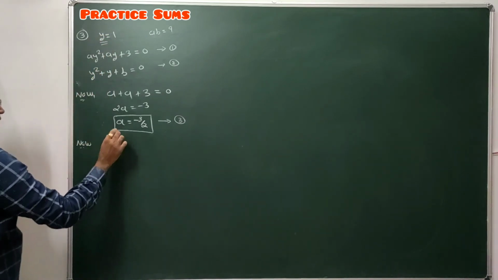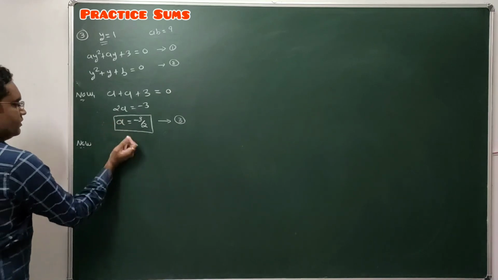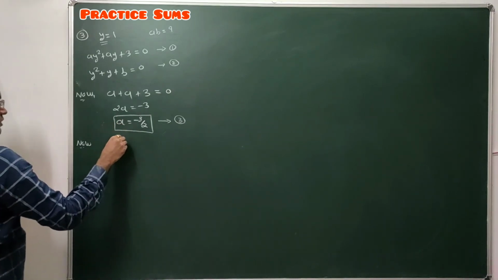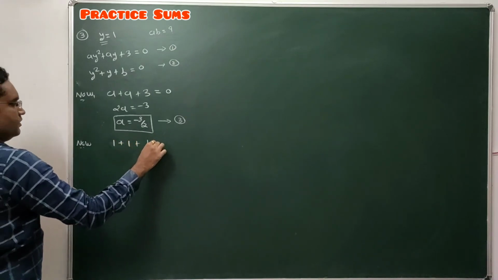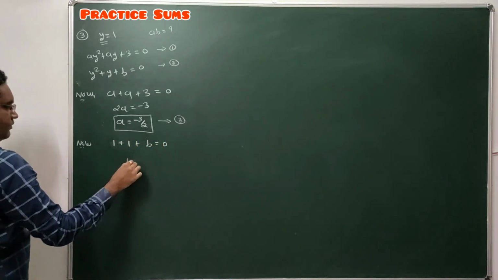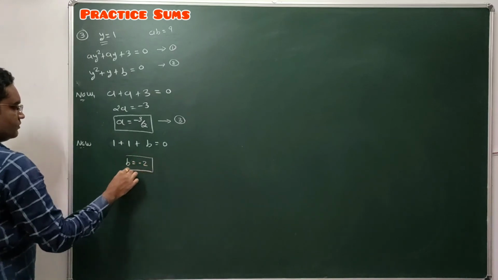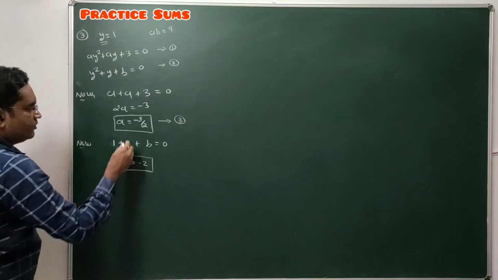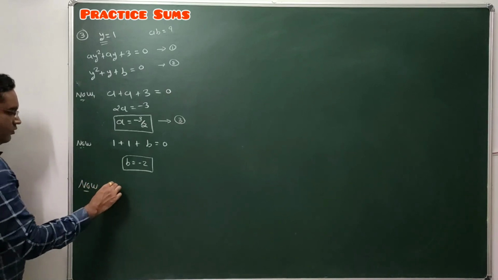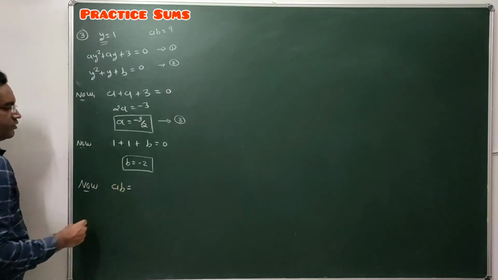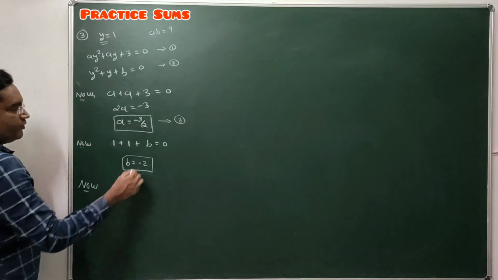So it's a 1 square y equal to 1. So it's a 1 square 1 plus b equal to 0, and therefore we are getting b equal to minus 2. So we are getting the values of this a and b. What is the question? Find the value of a into b. So a into b is, what is the value of a?